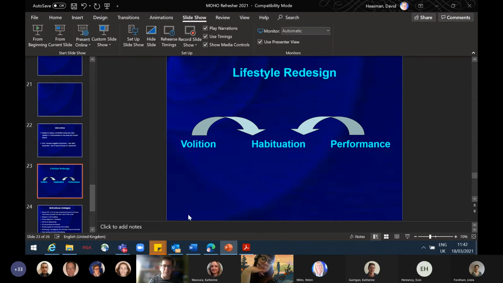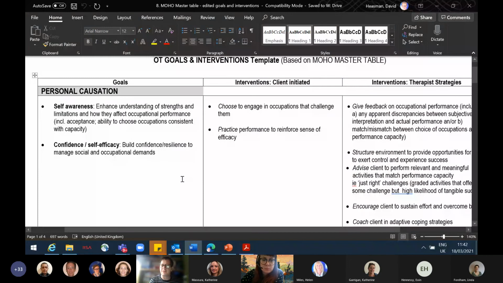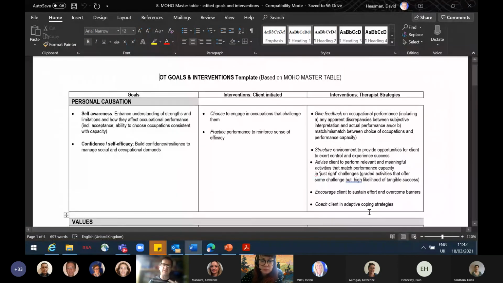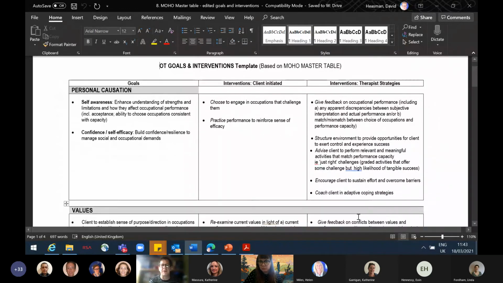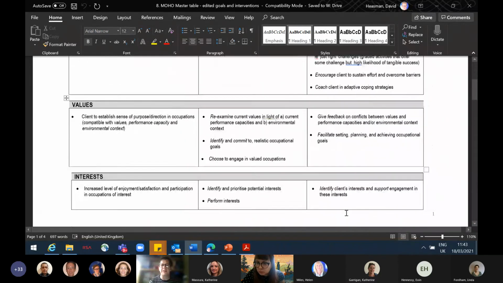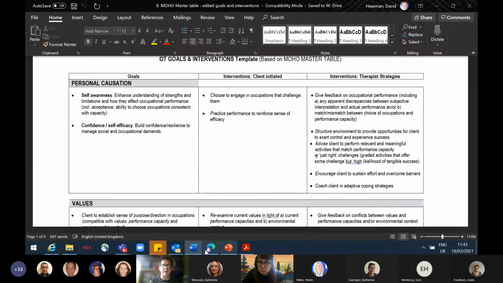So I've sent you one of the other attachments that you might want to have a quick look at, something called the MOHO master table, which just guides you a bit in terms of the whole area of intervention. So if you've got a person that has challenges in a particular area, what are some of the interventions that you might want to consider from a MOHO perspective? And it talks you through all the different parts of MOHO, and it gives you some suggested interventions that might help in that area. So that's one of the attachments that I sent you.